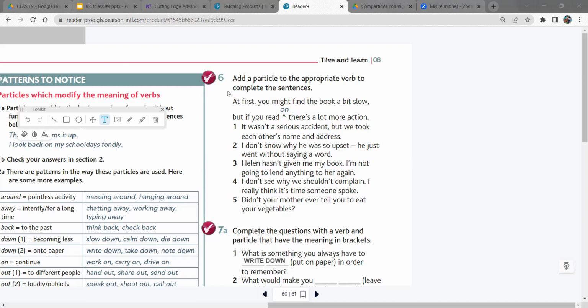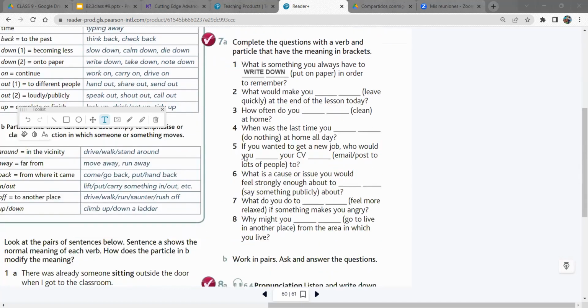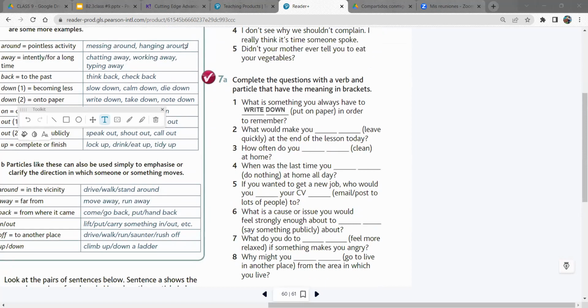Guys, if you finish exercise number 6, we can check your answers and then you can continue working on exercise number 7. Okay, so let me know. Thank you. Let me know when you finish.